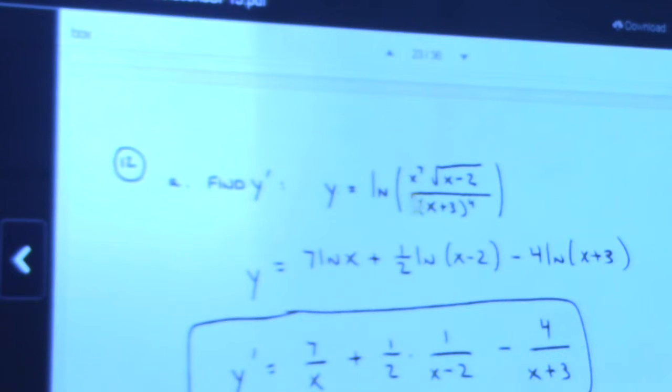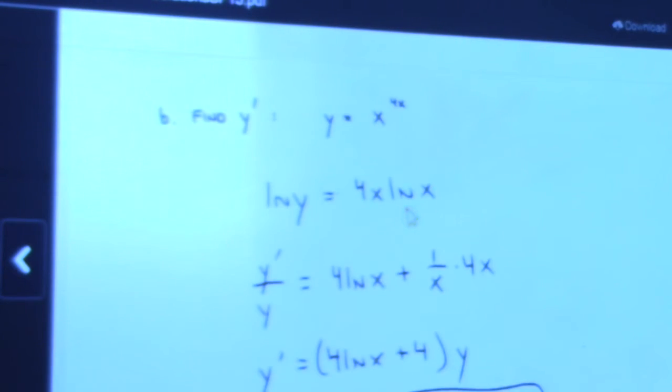This is a derivative, trying to find the derivative, but using properties of logs first. This is a logarithmic differentiation. Take log on both sides. Notice you have x raised to the 4x. X appears in both places, so you bring in the log.